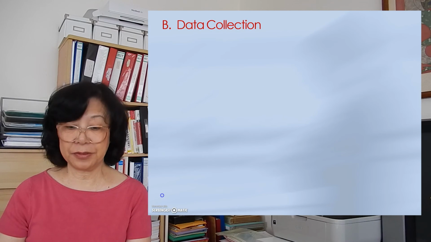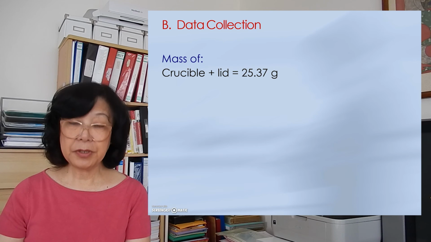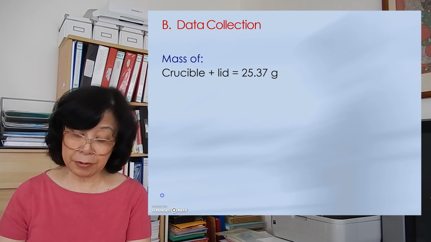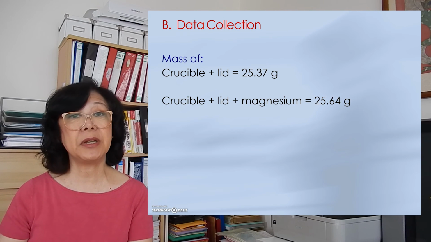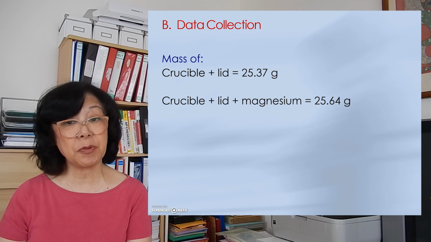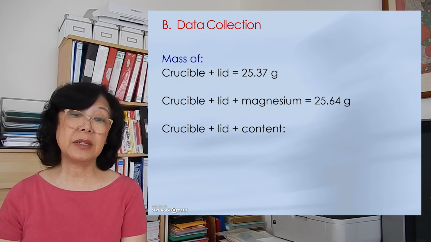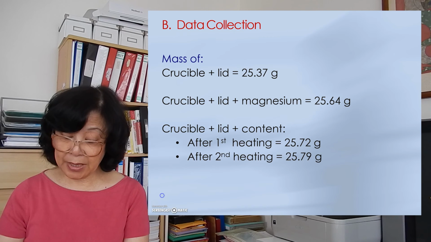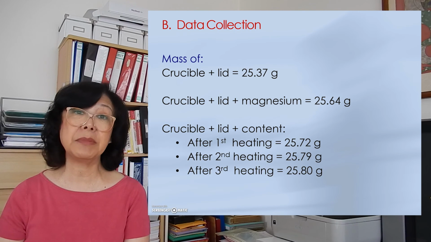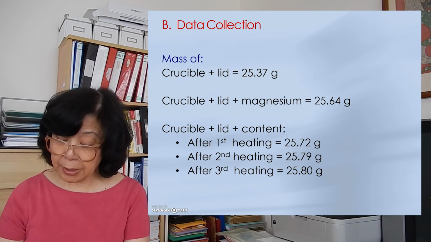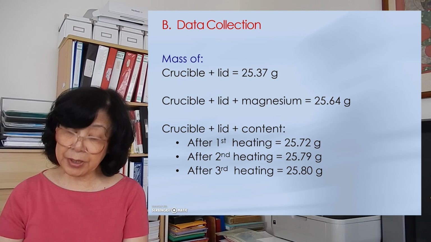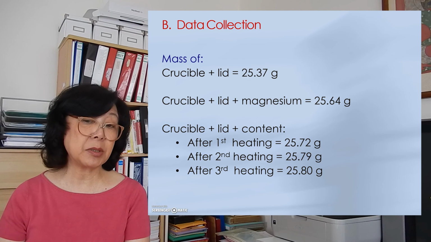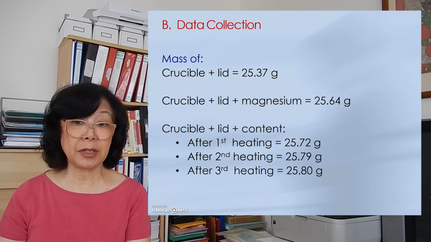The data collection. First, we find the mass of the crucible with the lid, 25.37 grams. Now we put the magnesium in it and we mass it again, 25.64 grams. And then at the end of the combustion, we heated it 3 times and massed it 3 times after it cooled, and we got 25.80 grams, which is quite consistent with the previous weighing of 25.79 grams.